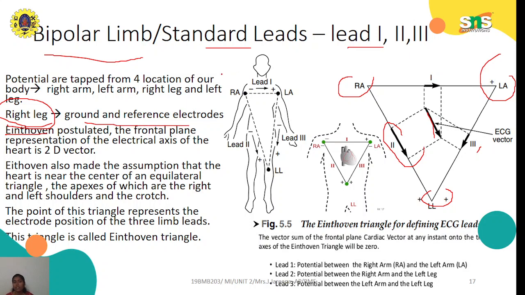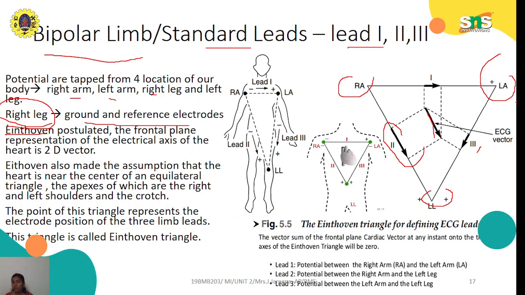Whereas at the other points, we are going to tap the action potential, which is going to represent the frontal plane axis, the electrical axis of the heart. Okay, so the right arm, right leg and left leg. As I said before, the right leg is going to act as a ground or reference electrode. So if you see, this is going to be the Einthoven triangle. Here this is the right arm, this is the left arm, down is the left leg. Why have we not considered the right leg? As I said, the right leg is the reference electrode.